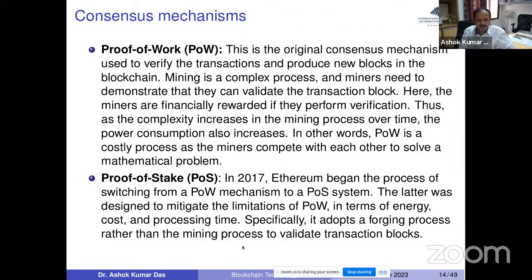So then I am not going for other things because those slides are old. Proof of work is a very old algorithm. It is very expensive because it requires solving complex mathematical puzzles, which is very time consuming as well as power consuming. Then in 2017, Ethereum switched from PoW to PoS, known as proof of stake, in order to mitigate the limitations found in the proof of work algorithms, and to significantly reduce energy cost as well as processing time.